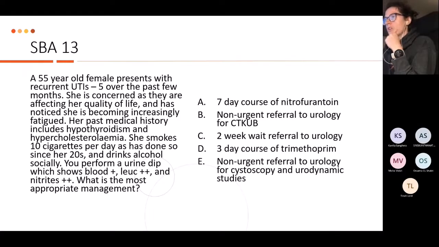So giving her more antibiotics, I guess we're assuming, to be fair, that she's probably been treated for these other UTIs and they haven't helped. Non-urgent referral for CT KUB. You probably would do a CT KUB, but you want to do it faster. 3-day course of trimethoprim, definitely not. I'm sure she's already had that. And non-urgent referral, again, the non-urgent is the problem. But cystoscopy, urodynamic studies, you're probably going to want to be doing. But you all want to do this within 2 weeks because there's enough in this history that, as far as I'm aware, would meet the NICE criteria for a 2-week wait referral.